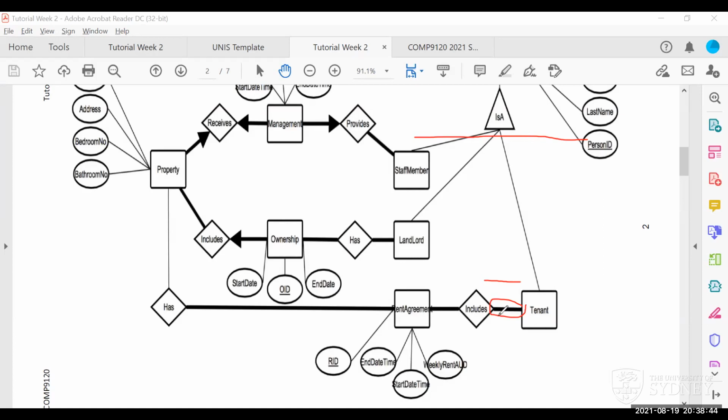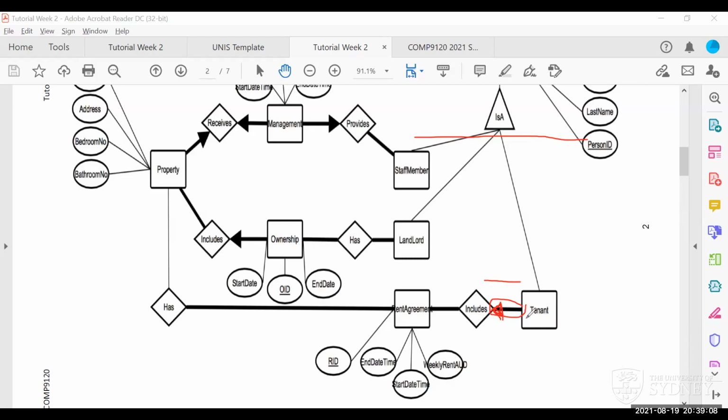And also we cannot use an arrow here. Because if you use an arrow, that means a tenant can only be included in exactly one agreement. And that is also not correct, right? Because I may rent multiple properties, or more than one property, with this real estate company.